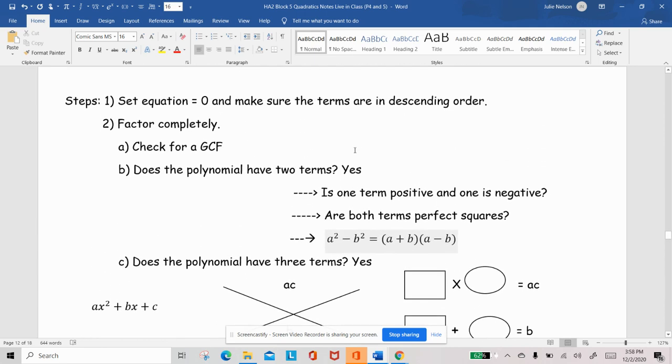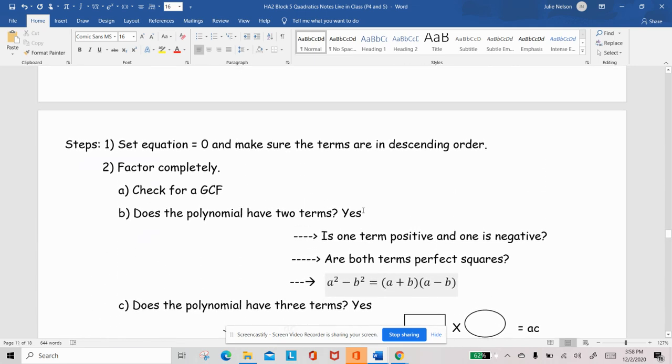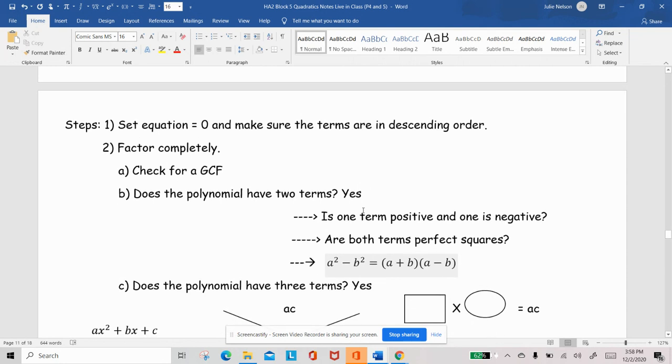Hello. So these are some notes that I didn't get a chance to go over in Block 5 class today that I want to go over so you can complete your last two homework assignments. So let's talk about solving by factoring. When we're solving by factoring, it's pretty much what we did in class.